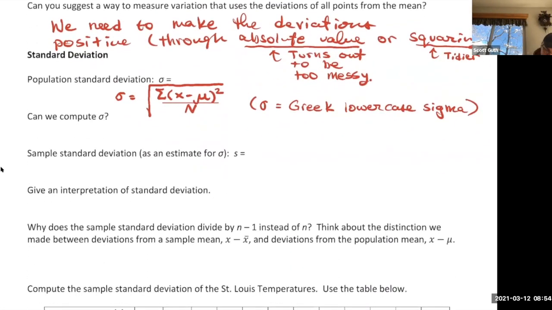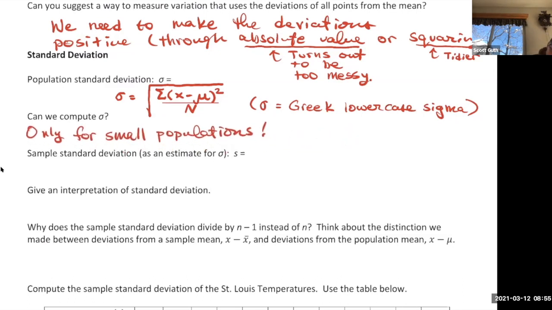Now, the population standard deviation comes from a big population. So when it says, can we compute sigma, we maybe will say only for small populations where you can gather all the data. But we can do a sample standard deviation if we have a representative sample. So let me put that formula in here.